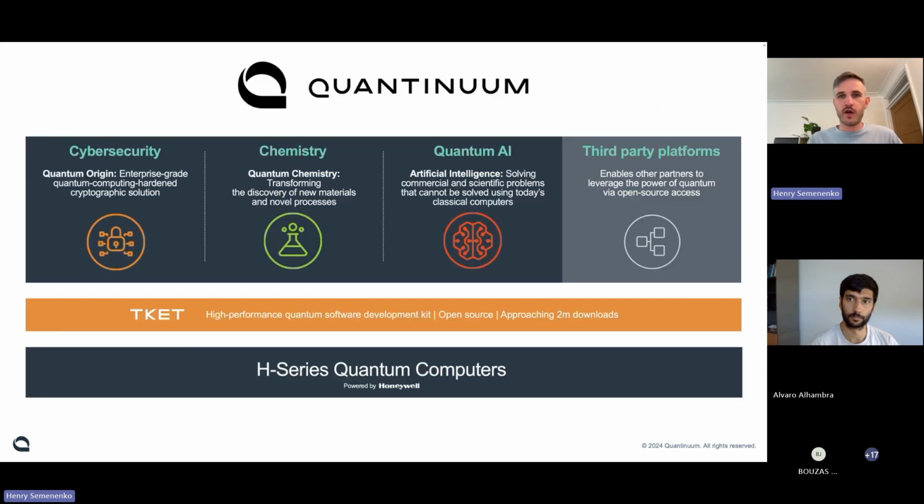One final slide is to really highlight that Quantinuum is much larger than the hardware that I'd mentioned and have been talking about through this. While it does play a very key role in the company, we span the fields of cybersecurity, chemistry, quantum AI. We interface with third-party platforms through TKET, and all of this sits above our H-series quantum computers. I'd encourage you to go and read all of the other things that happen in the company as well, which is much broader than just the work that I've talked about today.